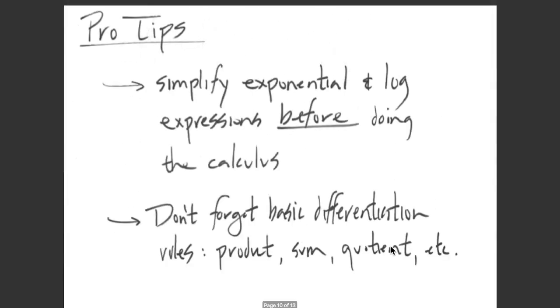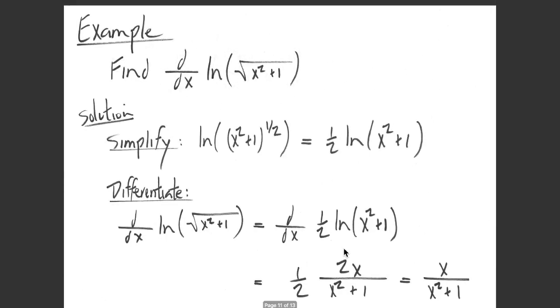Let's look at some examples. Oh, but first, a couple of pro tips. It's always a good idea to simplify before you do the calculus, and that certainly holds true for the exponential and the natural logarithm. Simplify those if you can before doing the calculus. And then don't forget the other basic differentiation rules that often appear in problems involving derivatives of e to the x and so on. The product rule, sum rule, quotient rule, etc. Now let's take a look at some examples.